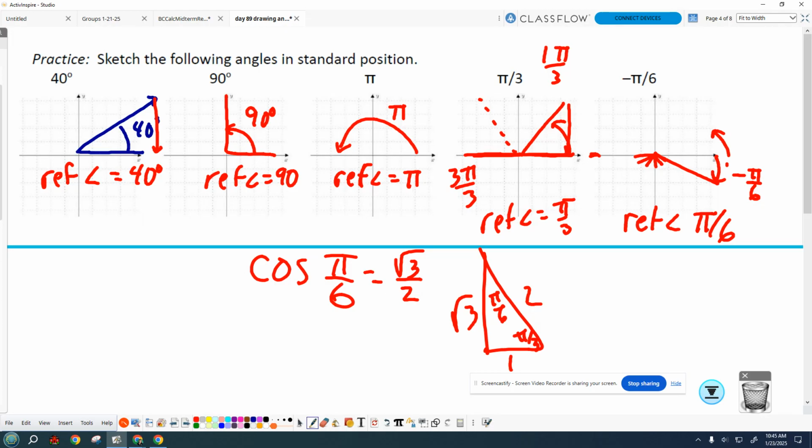Supposedly, you guys know your unit circle already. Do I believe that? No, my calculus kids do not know their unit circle. So, I want to get you used to how we're going to do this.